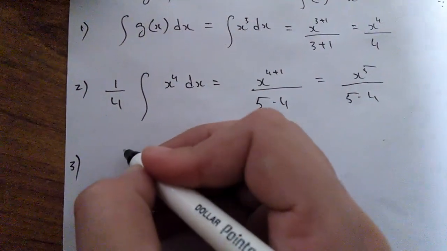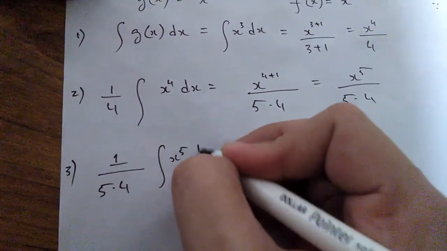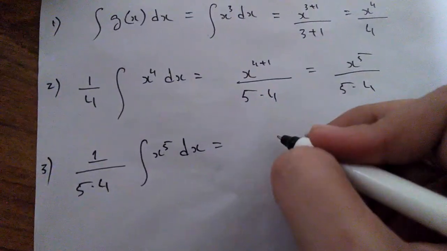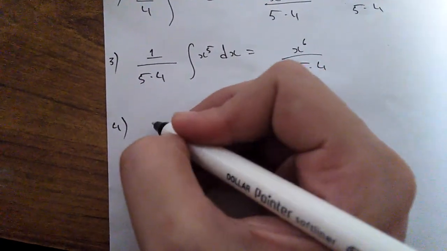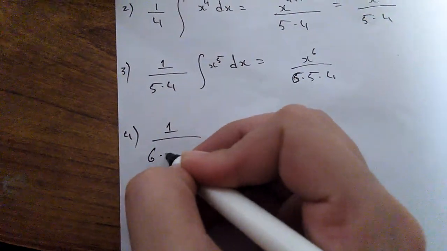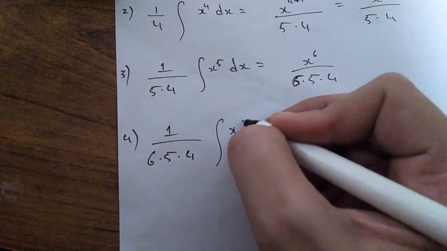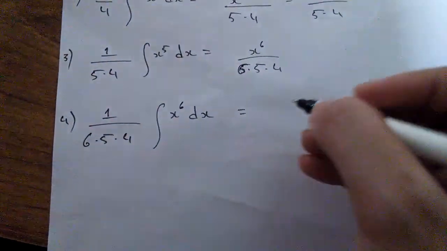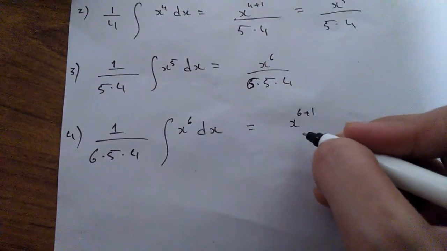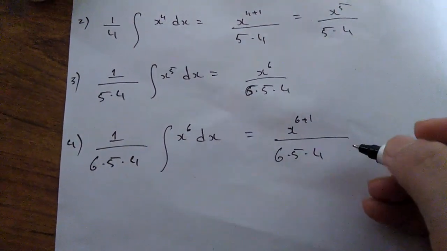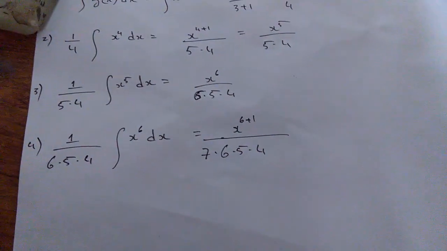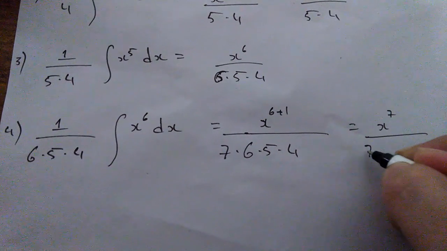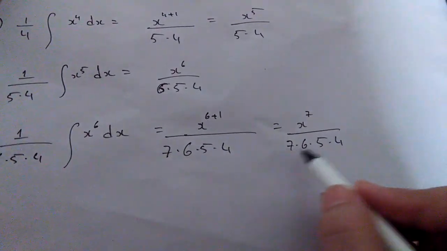Now take the third integral. The integral of x to the 5 dx is going to be x to the power 6 upon 6. Let's write it directly. Okay, take the fourth integral, the last integral. It's going to be x to the power 6 plus 1, so it is x to the power 7 upon 7 times 6 times 5 times 4. It's just a product of these numbers.